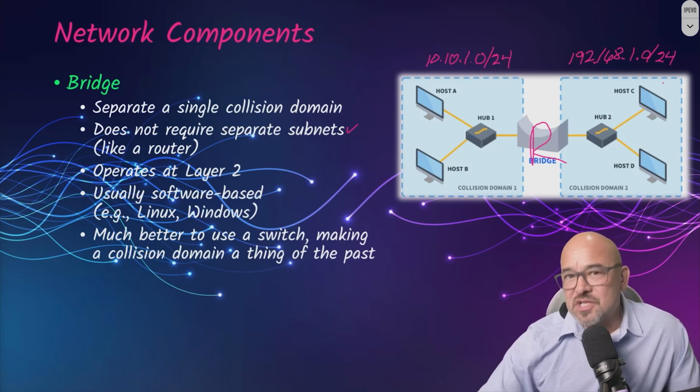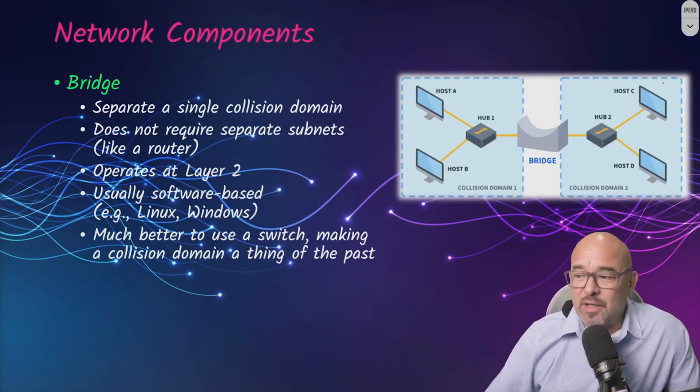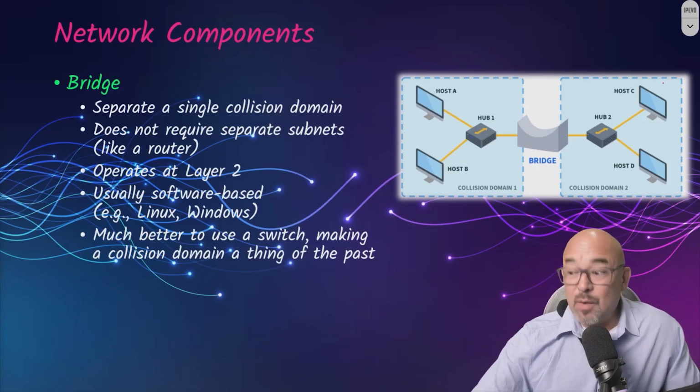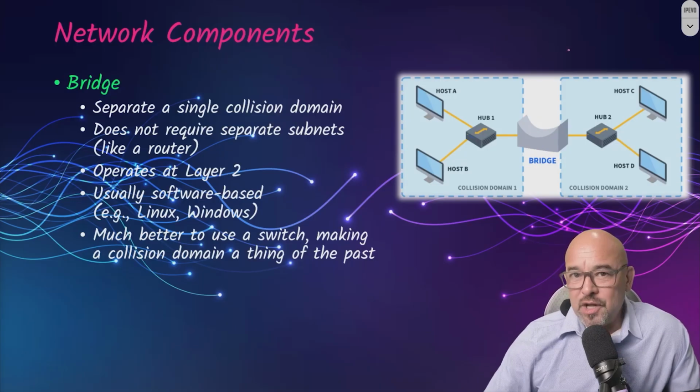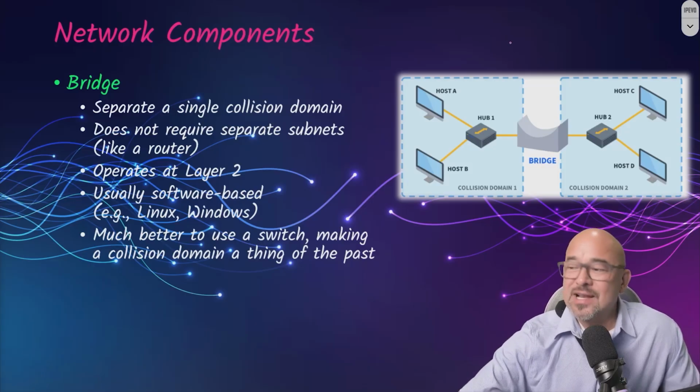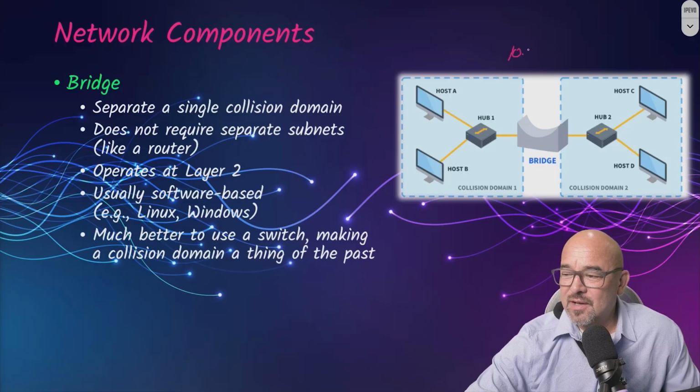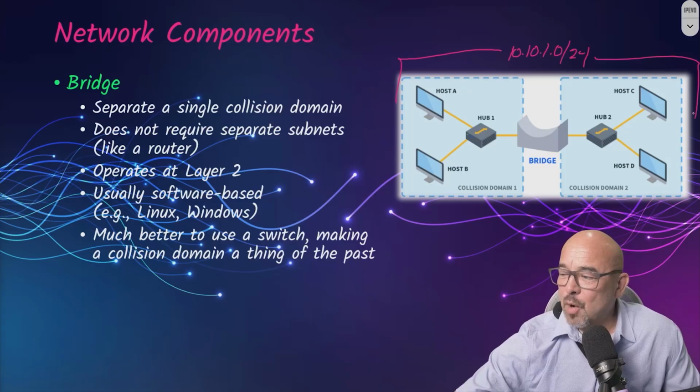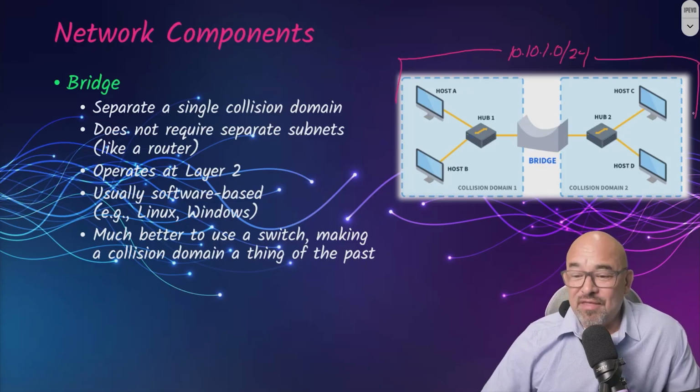So a router would separate these networks and they would also have totally different network identifications, network IDs, okay? Whereas a bridge will use the same network addressing across both sides of this. So maybe we have 10.10.1.0 with a 24-bit subnet mask across both sides of this, okay? That would be the case with a bridge.